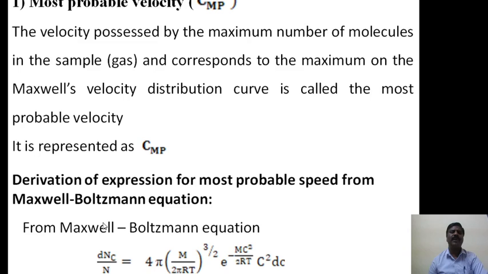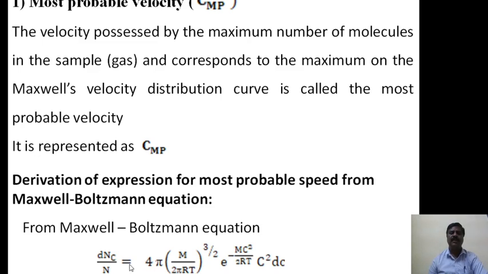For that we require the Maxwell-Boltzmann equation. The Maxwell-Boltzmann equation can be written as dnc divided by n equal to 4 pi into (m divided by 2 pi RT) to the power of 3 by 2 into e to the power of minus mc square divided by 2RT into c square dc. This equation is called the Maxwell-Boltzmann equation.